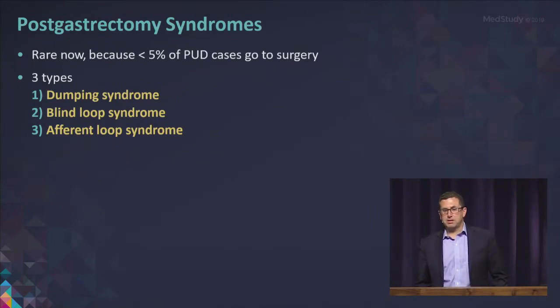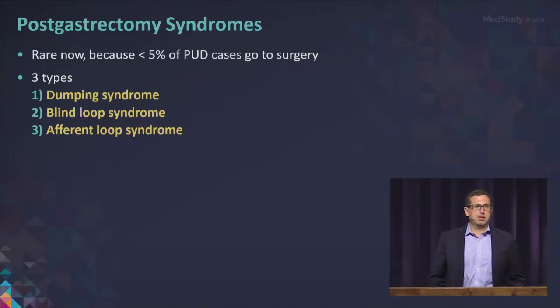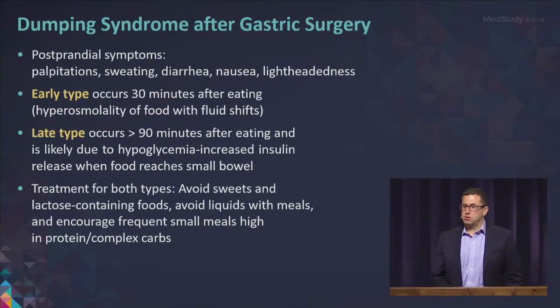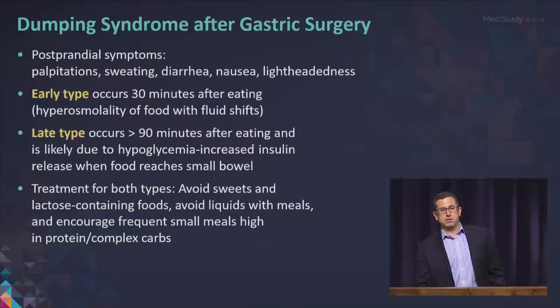Do you want to talk a little bit about some of the post-gastrectomy syndromes that we may see if patients go to surgery? Fortunately, surgery is less common now because of all the good medicine and endoscopy we have, but there are really 3 main types that you may see in clinical practice. So there's dumping syndrome, blind loop syndrome, and afferent loop syndrome. So dumping syndrome after gastric surgery. The symptoms associated with this are palpitations, sweating, diarrhea, nausea, and lightheadedness.